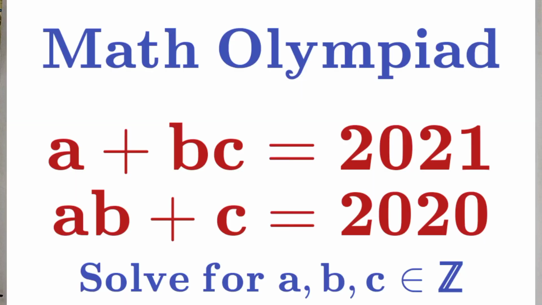Hi everyone, in today's tutorial, we want to solve this Math Olympiad question. It asks us to solve for the values of a, b, and c, where a, b, and c are integers. The question says ab plus c is equal to 2020, and a plus bc is equal to 2021. Find the values of a, b, and c.